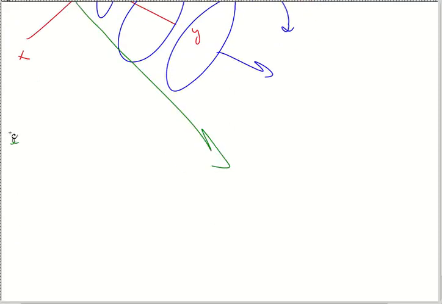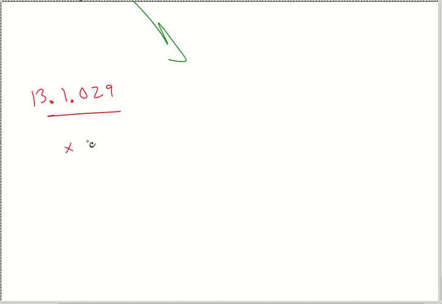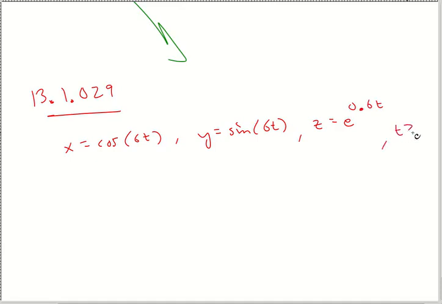Another one. Honestly, you can just see that I'm trying to explain to you how this comes about, but really these are multiple choice, and, well, there you go. I got x is equal to cosine of 6t, y is equal to sine of 6t, and then z is equal to e to the 0.6t, and they say t has got to be greater than or equal to 0.